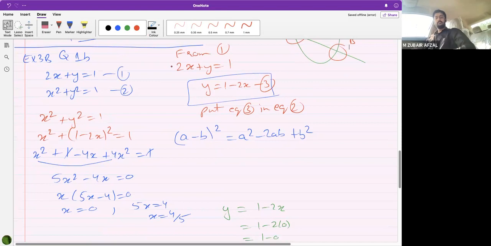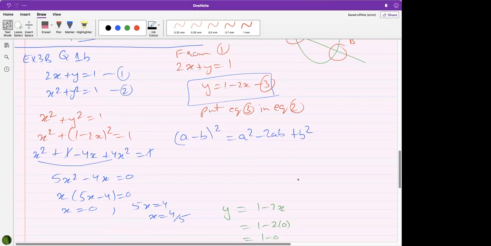Is this thing clear? Can you re-explain how you got x equals 0?